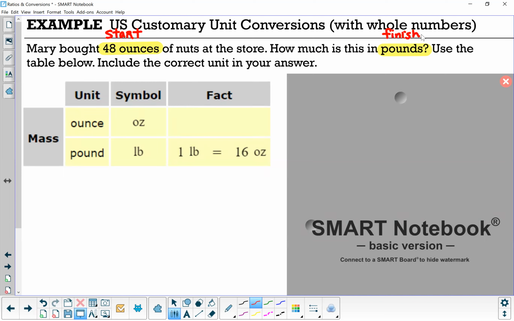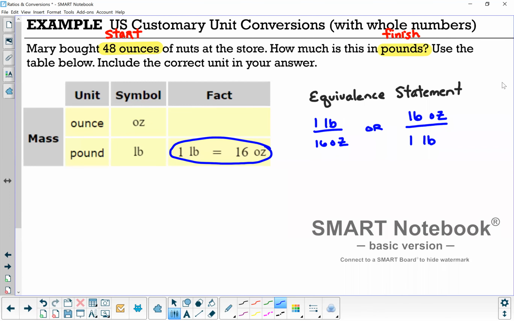So if we look at our table of information, we can see we have an equivalent statement, or in other words, a conversion factor between pounds and ounces. We can see right here, 1 pound is equal to 16 ounces. So the equivalent statement can be written in fraction form as 1 pound over 16 ounces or 16 ounces over 1 pound. So based off of how the units are going to reduce, will determine which way we write our statement.